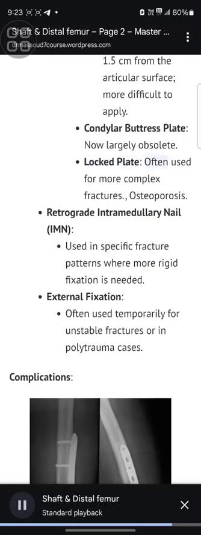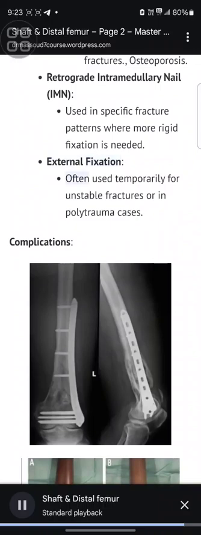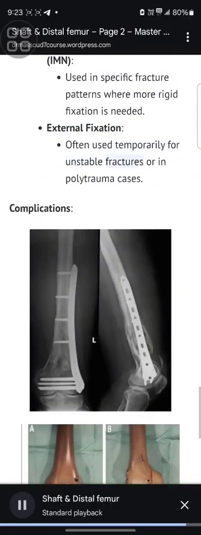Locking plate, often used for more complex fractures. Osteoporosis. Retrograde intramedullary nail, IMN, used in specific fracture patterns where more rigid fixation is needed. External fixation, often used temporarily for unstable fractures or in polytrauma cases.